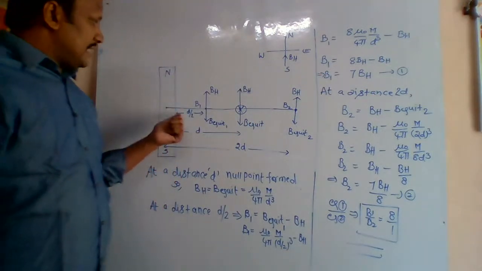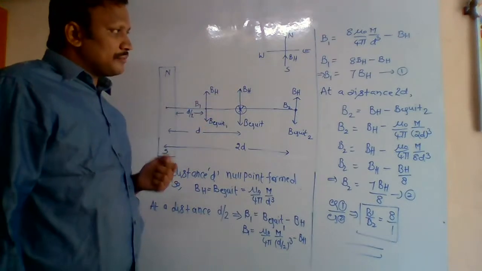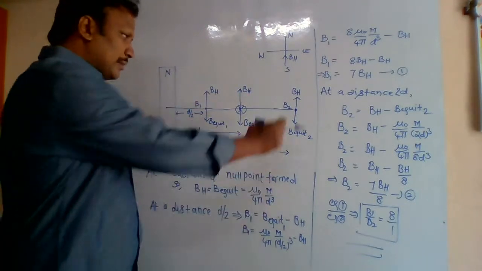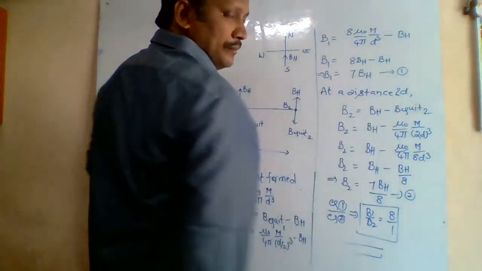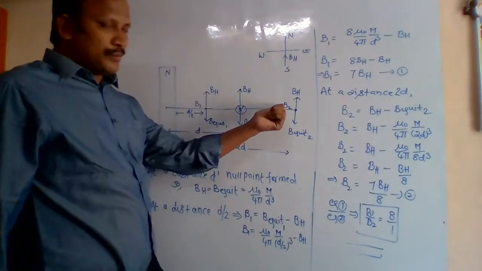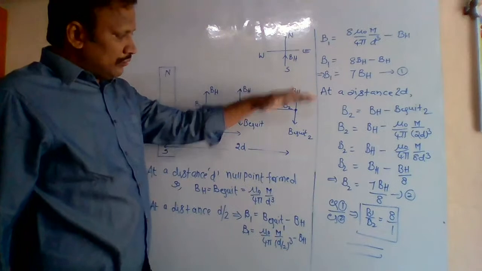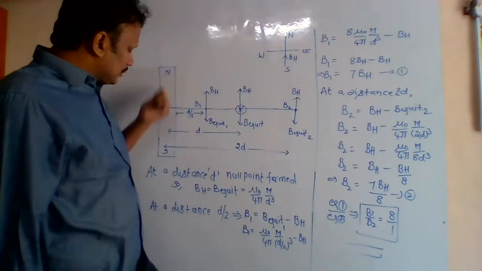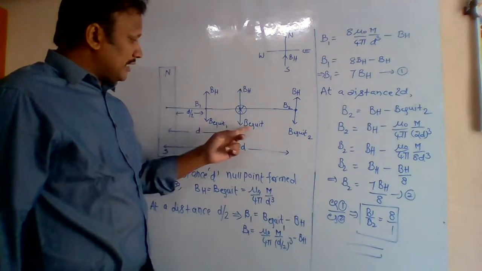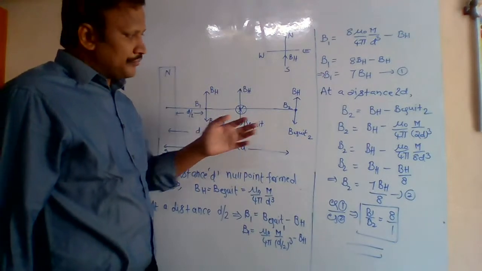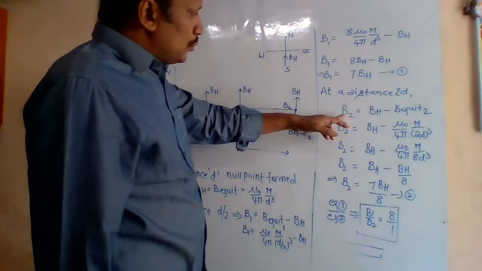So, at a distance d by 2, resultant magnetic field induction B1 is equal to how much in terms of BH? 7 BH. Same concept at a distance 2d. At a distance 2d, resultant magnetic field induction is B2. At that point also two fields are acting. One field is acting in upward direction, one field is acting in downward direction. That means what? North to south parallel to the axis. That is B equatorial 2. Here B equatorial 1, here B equatorial at null point I am telling. Right? So, resultant magnetic field induction at a distance 2d, I am telling B2.